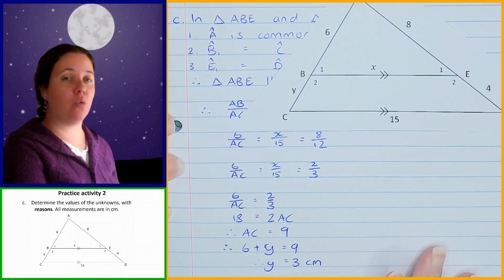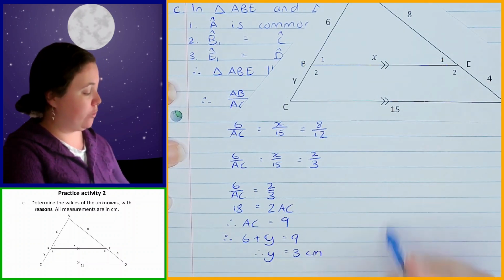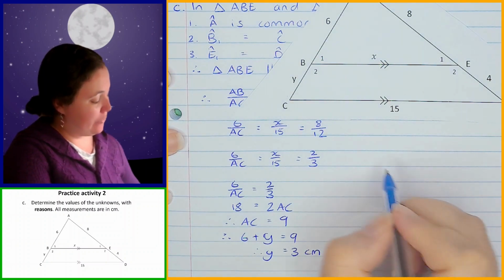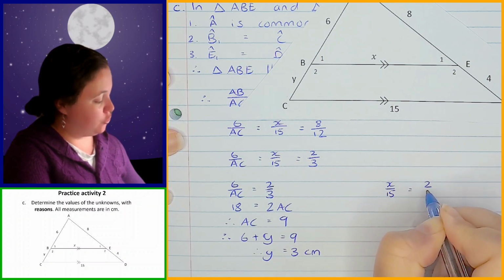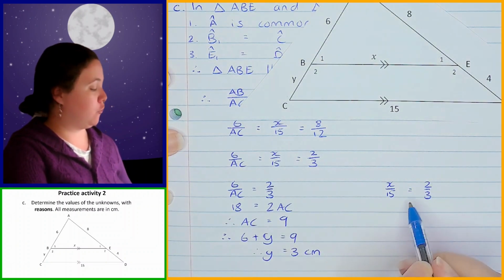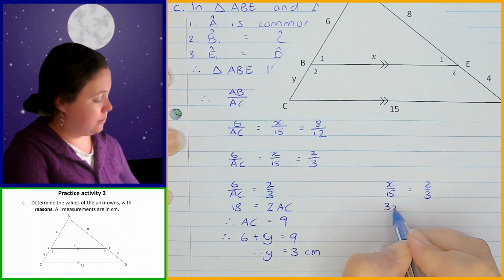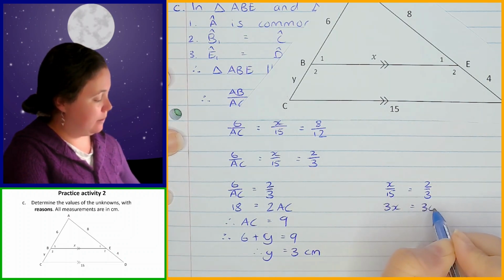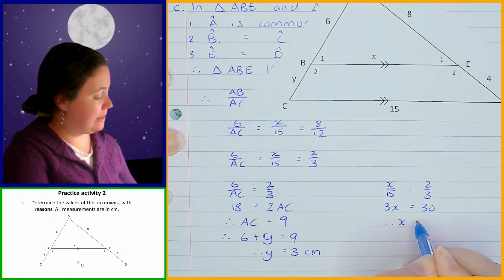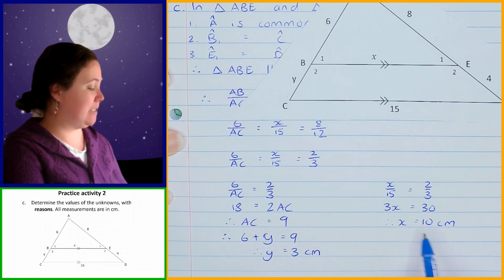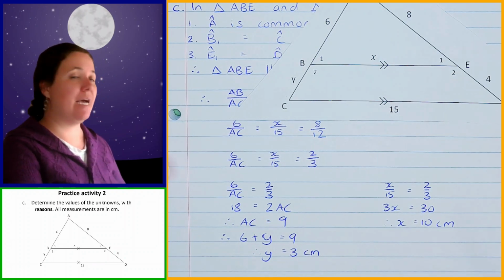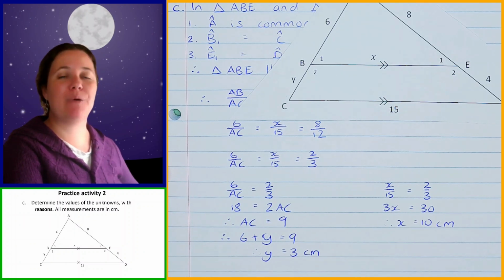Now I also need to go and work out what x is. Okay, so I'm just going to do it over here because I'm running out of space. So I'm going to say over here, x over 15 is equal to 2 over 3. Now I'm going to go and cross multiply. So 3x equals 30. Then I divide by 3, so therefore x is equal to 10 centimeters. So now I know that y is 3 centimeters and x is 10 centimeters. And that's what you should have got for that question. And that's how we prove that triangles are similar and use their similarity to work out other values.